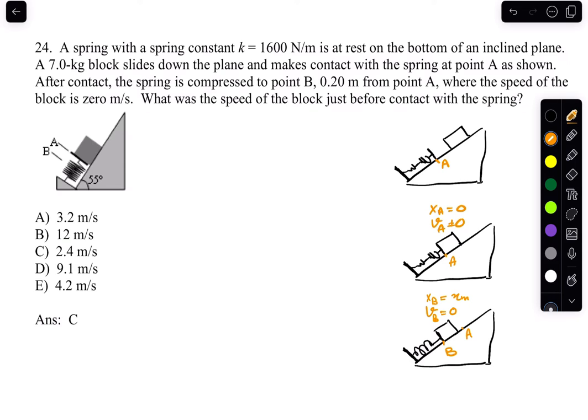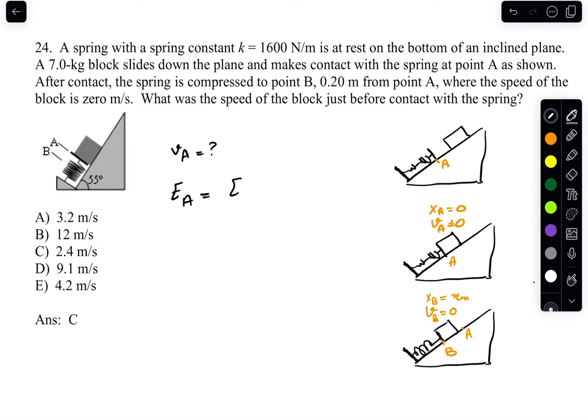Our question is, we want to find the speed of the block just before contact with the spring. So this is basically the speed at point A, because this is the point where the block starts touching the spring. It's at this point here in this case, and we still haven't compressed the spring. And then the spring compresses. As it compresses, the block slows down until it reaches a speed of 0 when it reaches point B, and it completely stops. So to find this speed, we will again solve for the conservation of energy.